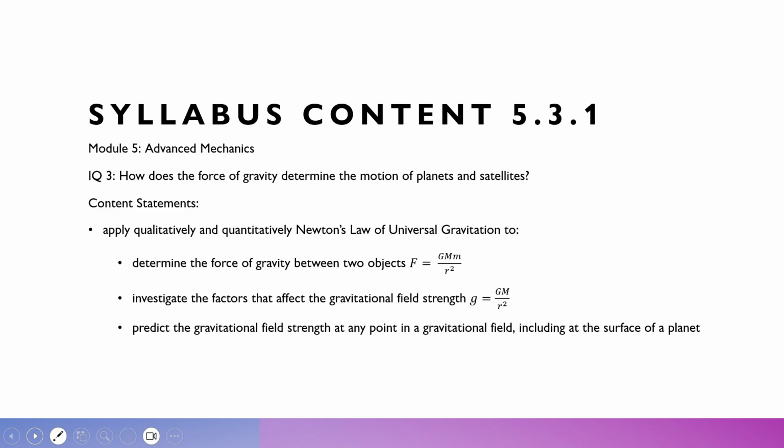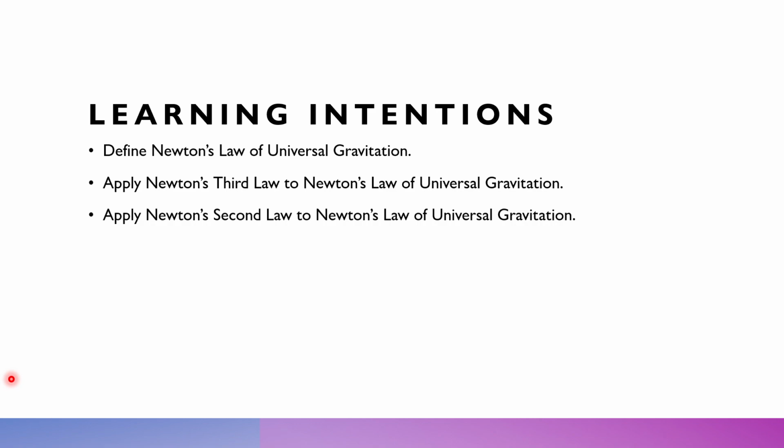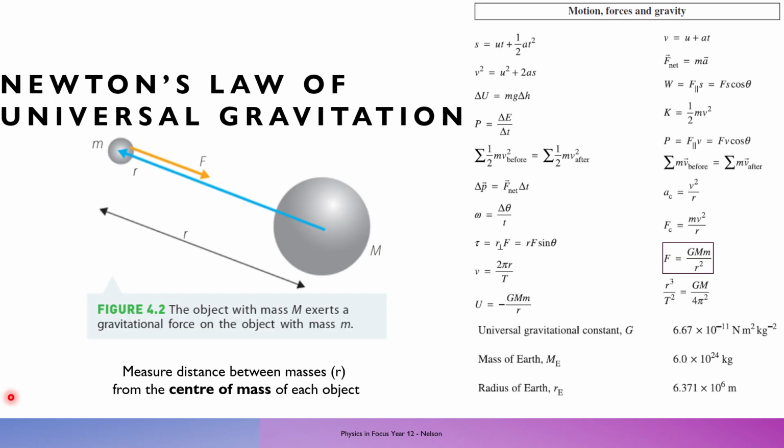Through application of this law, we're going to be able to unpack the force of gravity between two objects, develop a better understanding of gravitational field strengths and the things that influence them, and with that, account for gravitational field strengths at any point within a given gravitational field. So there are three key learning intentions today. First, we're going to define Newton's law of universal gravitation, and then we're going to apply Newton's third law as well as Newton's second law to the law of universal gravitation so that we can apply this new concept to further context.